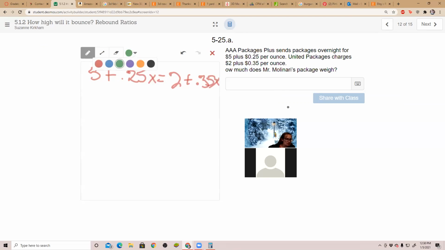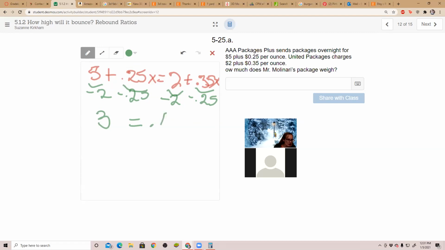So we've got to combine like terms. I've got a 5 here and a 2 here. Since the 2 is smaller, I'm going to subtract 2 from both sides. 5 minus 2 is 3. And then the next part we can combine is the x's, 0.25 and 0.35. Since we subtracted the 2 from the other side, we're going to subtract the 0.25 from this side. So 3 equals 0.35 subtract 0.25 is 0.10, or 0.1x.